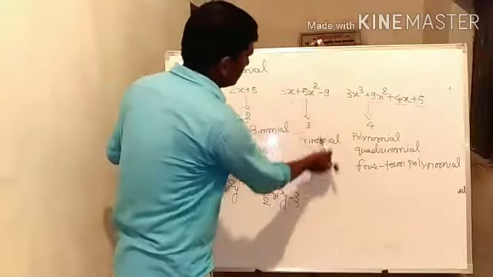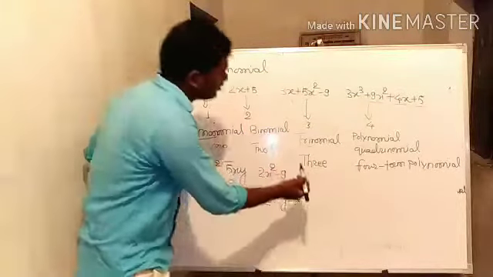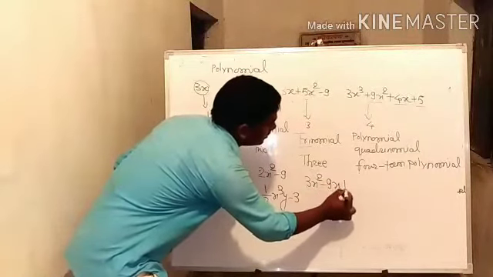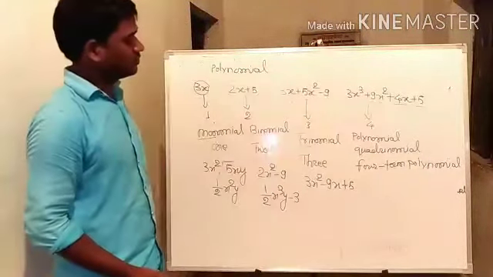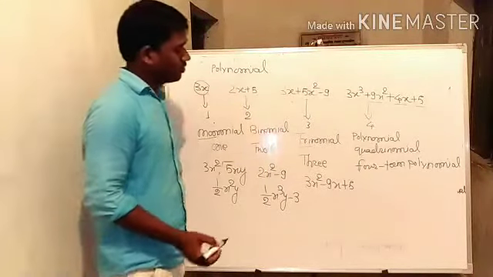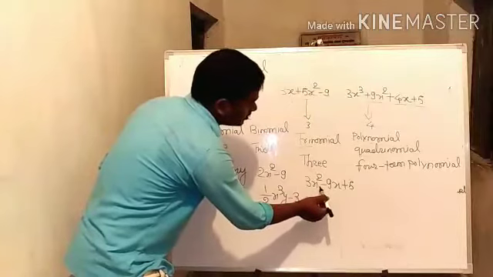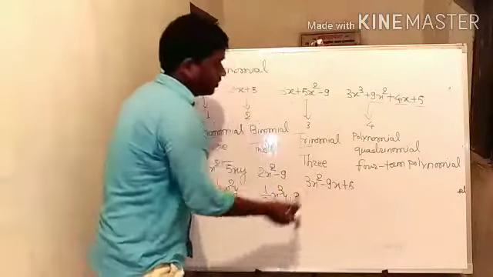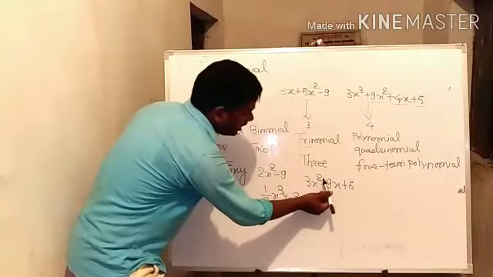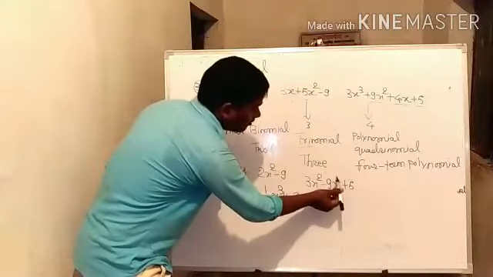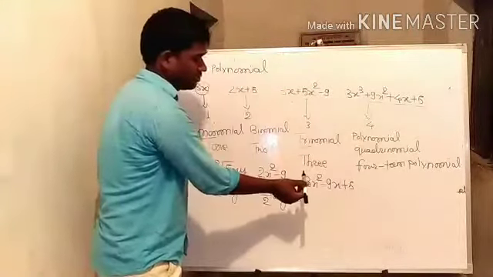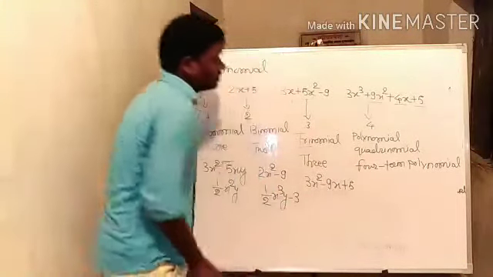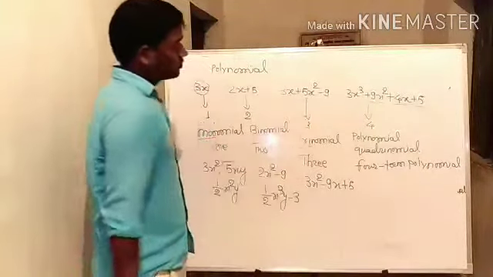I tell the examples of trinomials. Suppose 3x square minus 9x plus 5 is an example of trinomial. 3x square is the first term, minus 9x is the second term, and 5 is the third term. We know it is minus 9x, not plus 9x, and minus 9x is the second term, and the third term is 5. This is an example of trinomial.